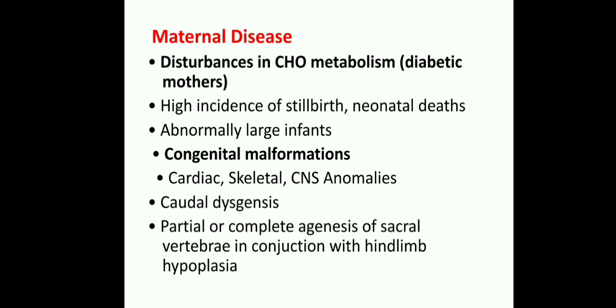And next one is congenital malformations, which may be associated with cardiac, skeletal, and central nervous system anomalies, and caudal dysgenesis. Here the caudal dysgenesis also appears in the neonates, with partial or complete agenesis of sacral vertebrae, in conjunction with which the hind limb may be hypoplastic. Okay, these are the complications when the mother is suffering with diseases like diabetes. Okay, this is about the maternal diseases.